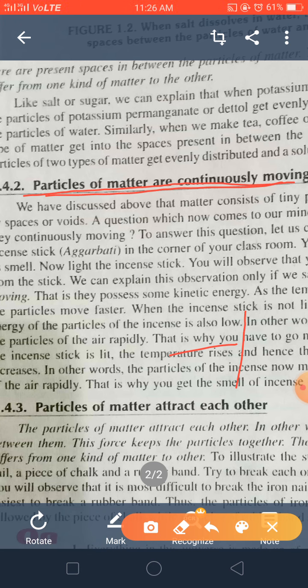This indicates that when heating starts, the particles of matter get enough energy, and due to this energy they start moving more vigorously with increase in temperature. That's why the smell of this dish comes at larger distances. This indicates that the particles of matter are continuously moving.